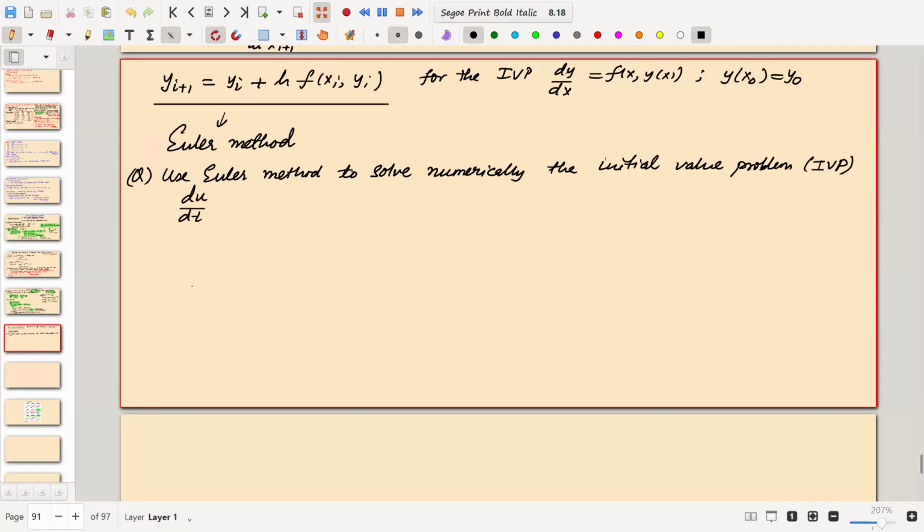du/dt is equal to minus 2t u square, where the initial condition is u at t equal to 0 is equal to 1. Okay, this is the initial condition. You can take h equal to 0.2. So compute.